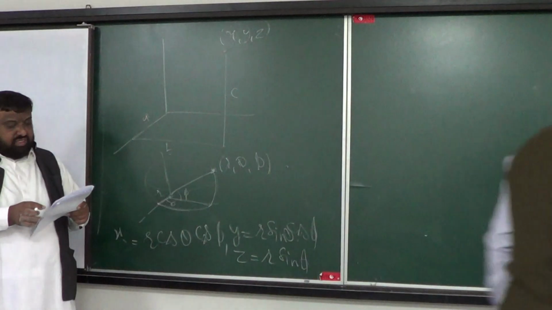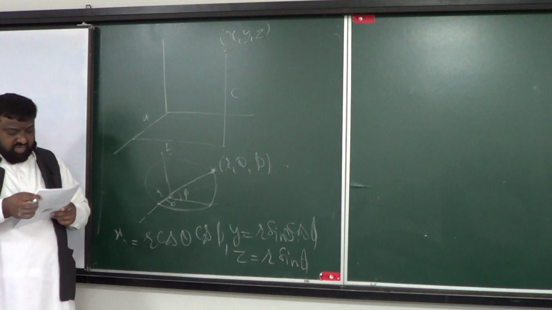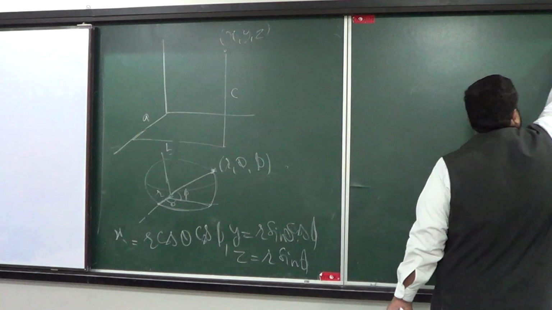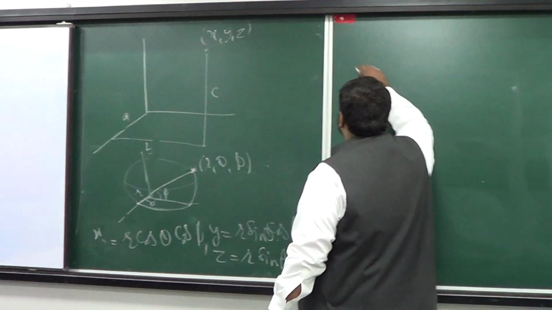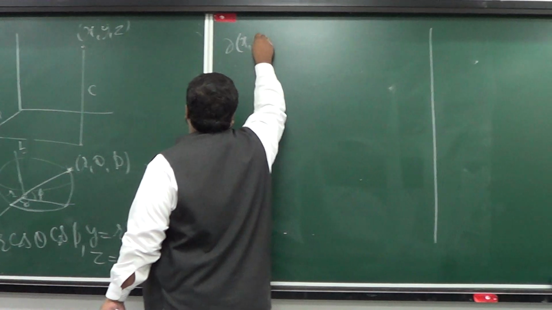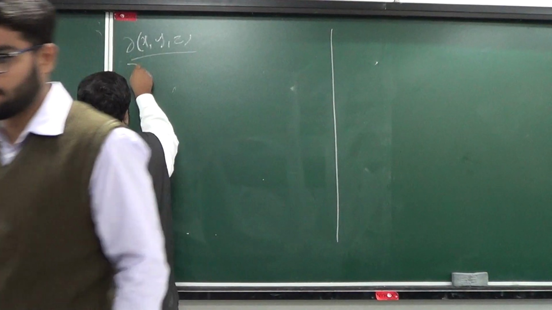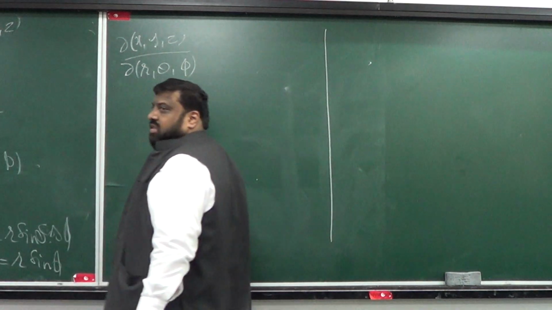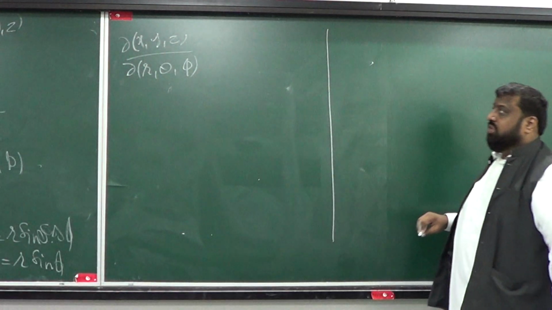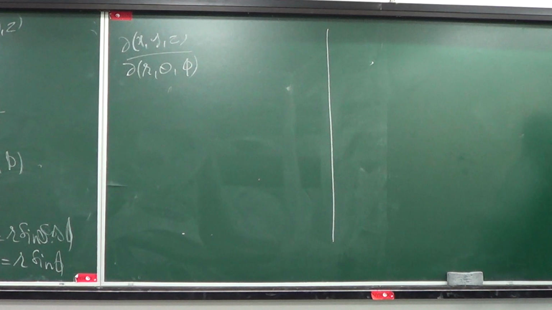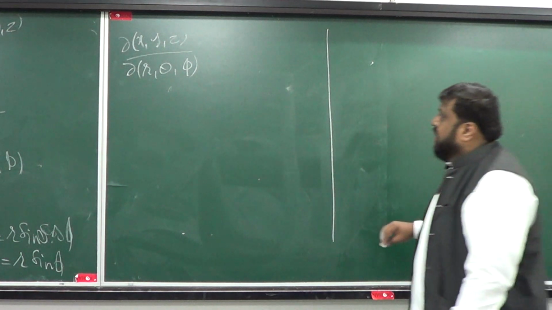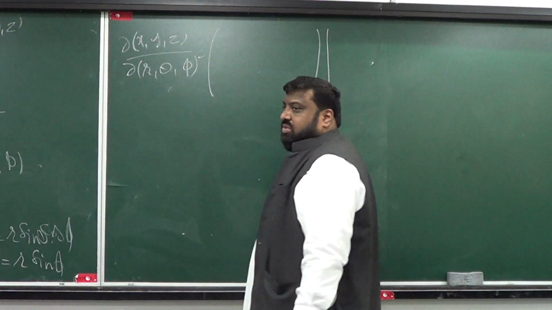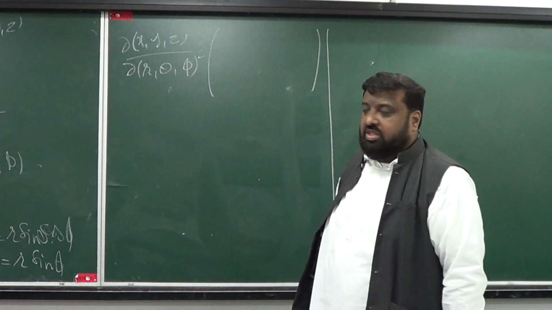Is it making sense to you? Okay. What would be the Jacobian of x, y, z with respect to r, theta, phi? So what would be the Jacobian of x, y, z with respect to r, theta, phi? You need to compute a matrix actually. And how is this matrix going to be? It is going to be a 3 by 3 matrix.